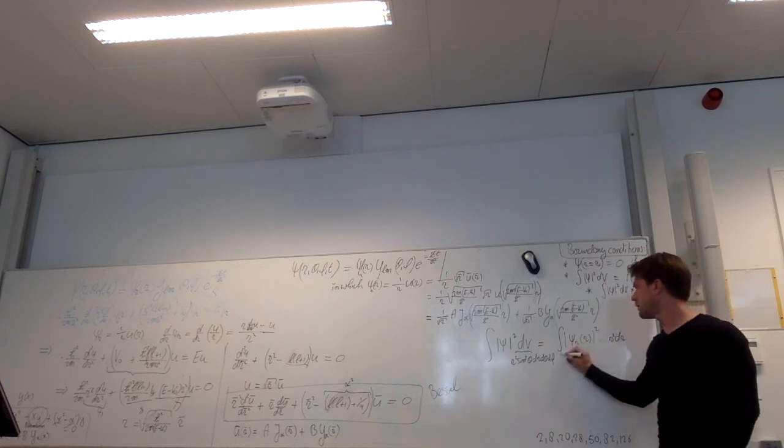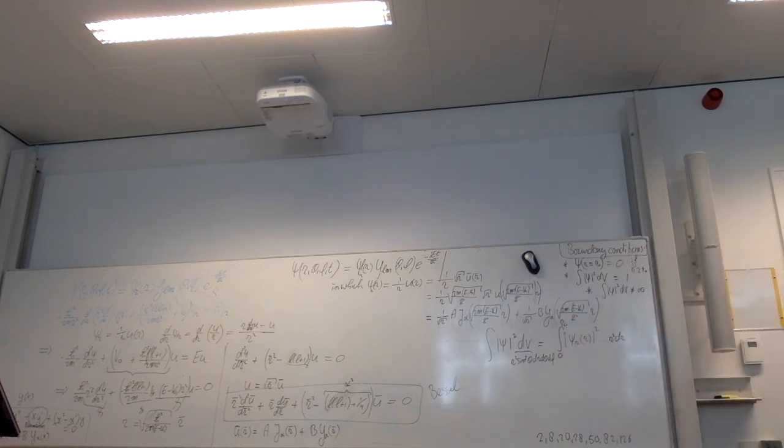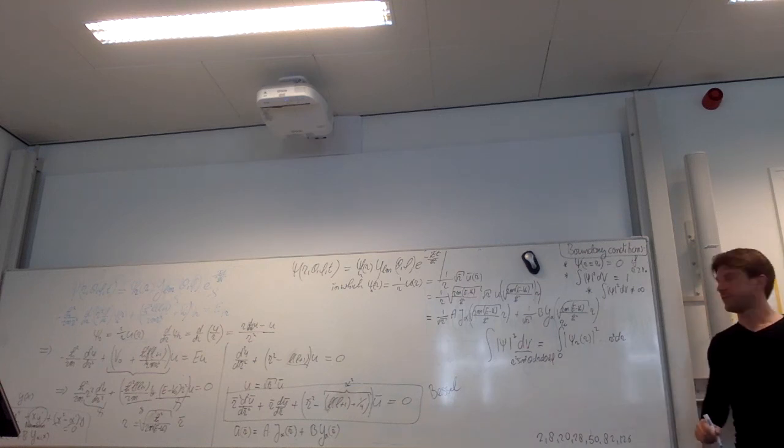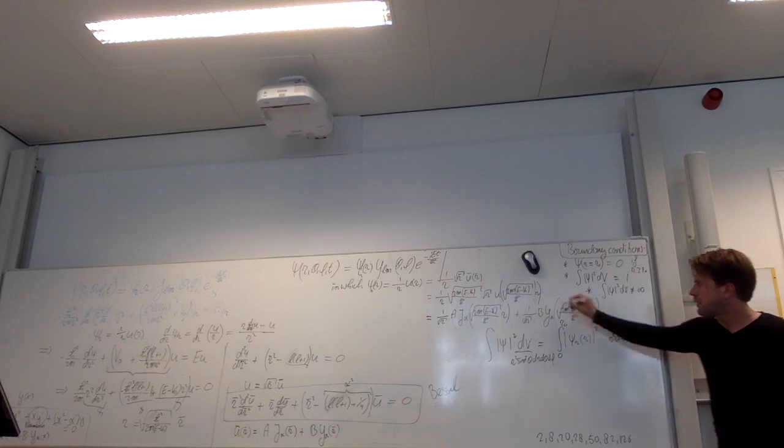0 to R naught. Exactly. Because our potential ranges from 0 to the end of the potential. You can also integrate all the way to infinity, by the way. But then again, the Schrodinger function is going to be 0 outside of R naught anyway. So, okay, here's the thing. This is just the normalization.